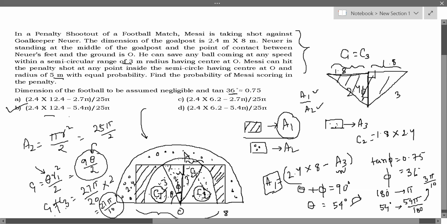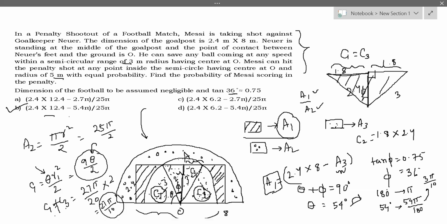These kind of problems are the implementations of geometry in probability, and problems like this do come in CAP.